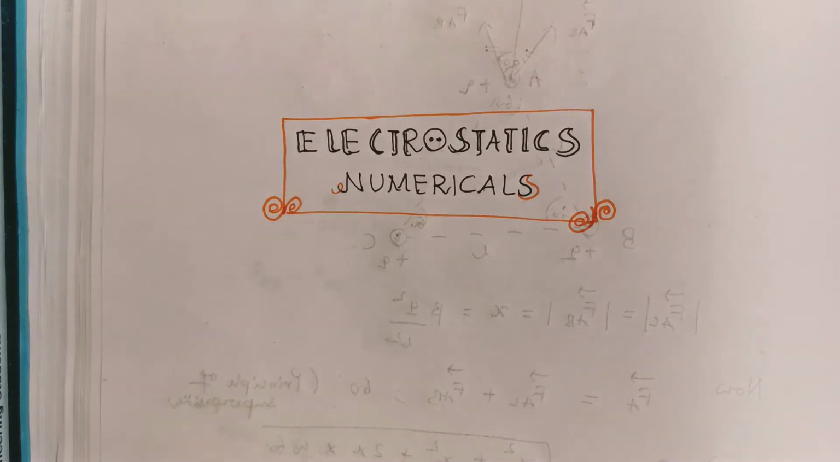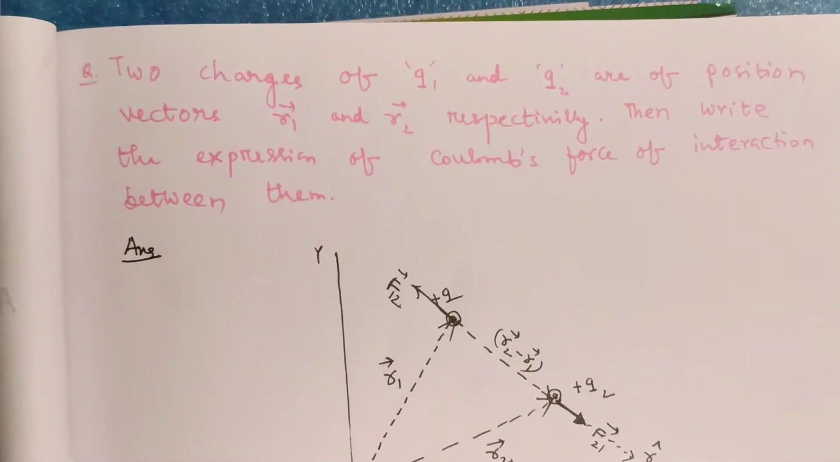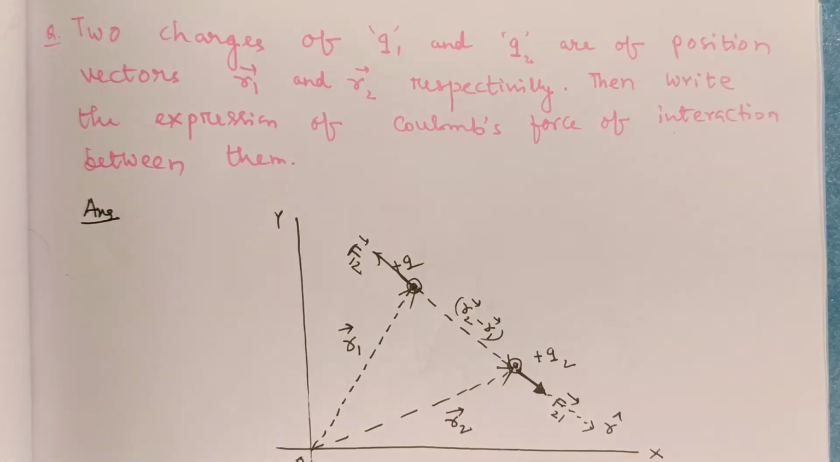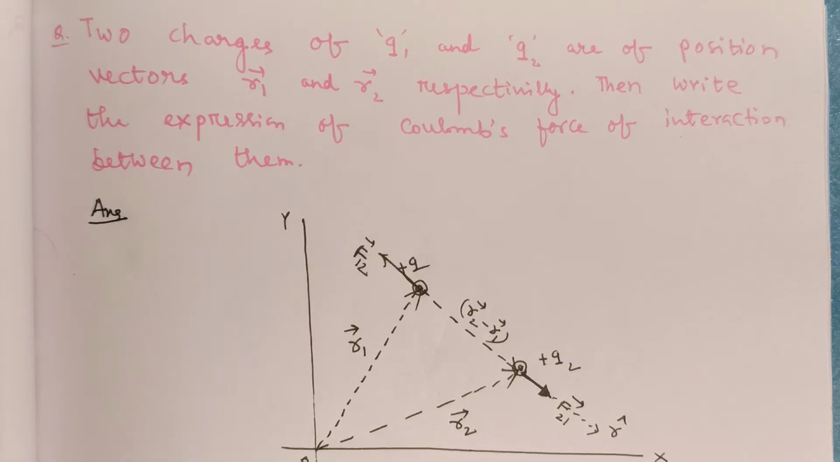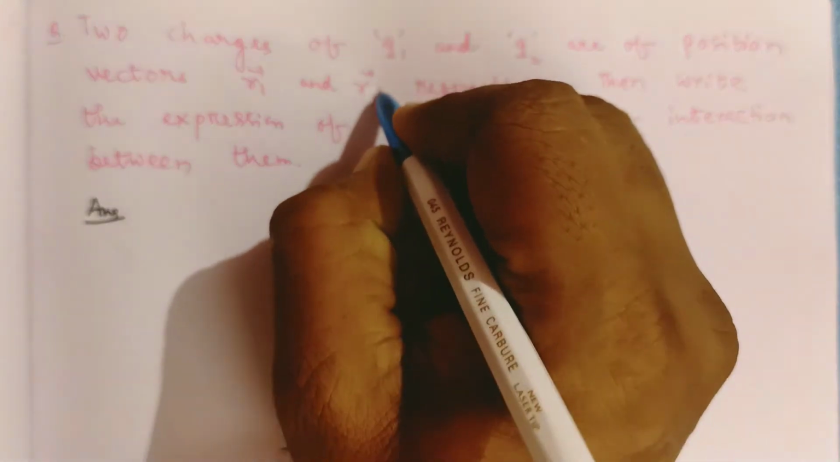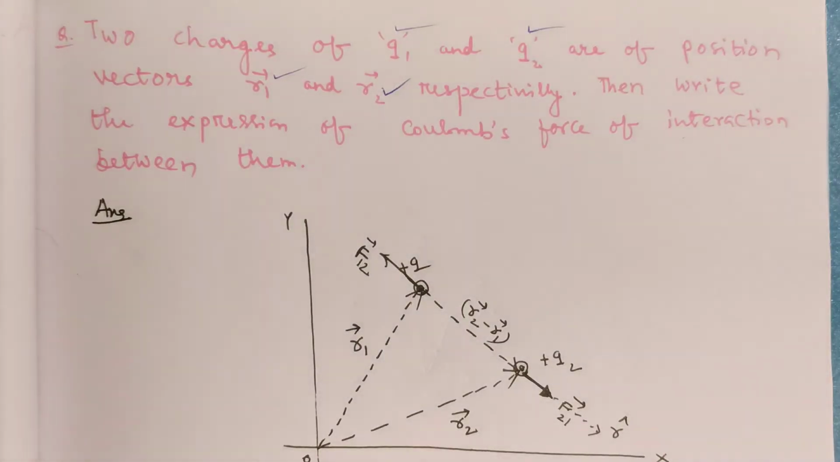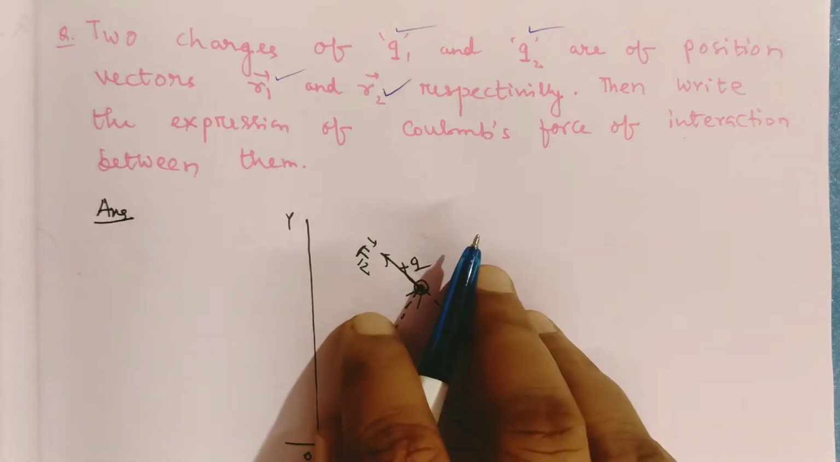Now I will proceed to the first question. This question is like this: two charges are given to you, Q1 and Q2, with position vectors R1 vector and R2 vector respectively. That means R1 vector is the position vector of Q1 and R2 vector is the position vector of Q2. Then we have to express the electrostatic force, or Coulomb's force of interaction, between them.